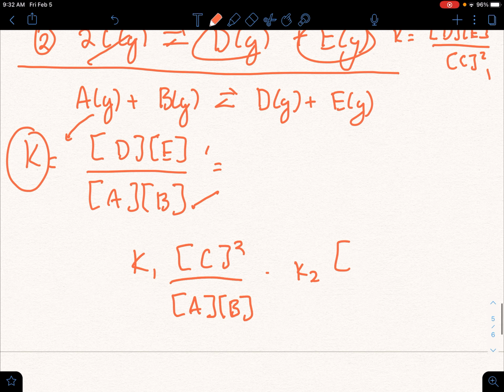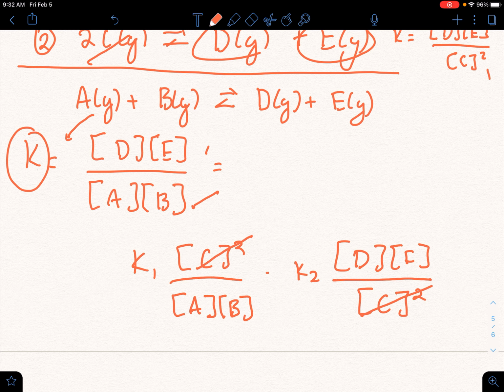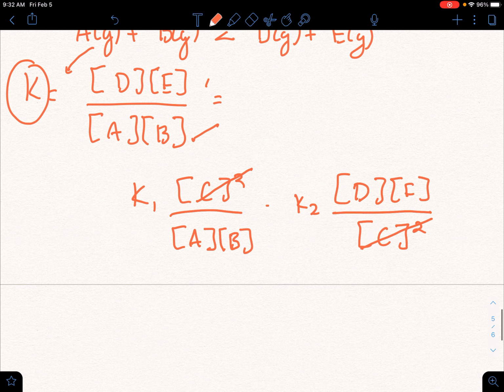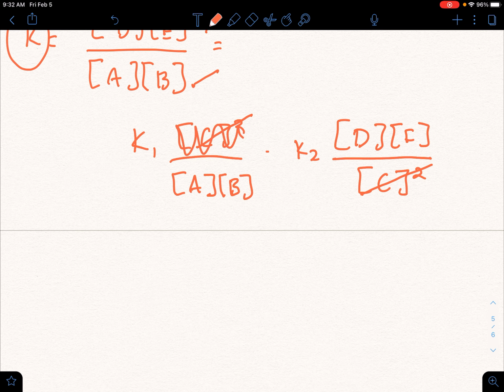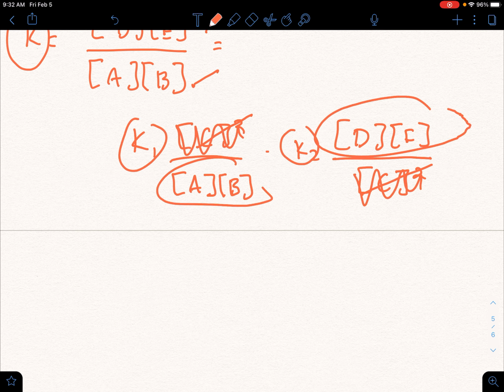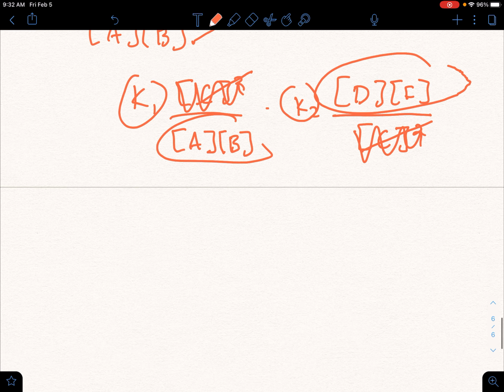And which was D and E times C squared. Well, if you're multiplying, you can cancel these out, and you can multiply everything across. So this is gone, this is gone. We're left with this, and our K1s, which are just multiplied together, right?